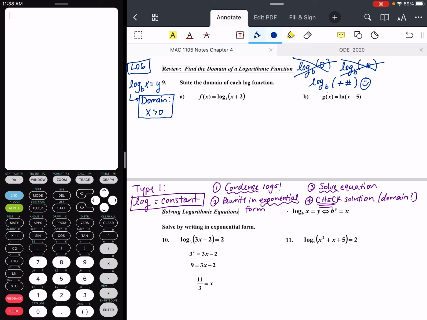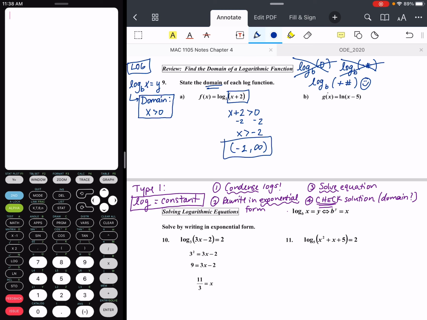All right, so the moral of the story is whenever we're taking the logarithm of something, that argument needs to be positive. So when we're asked to find the domain, like in part A, f of x equals log base 2 of x plus 2, the argument, the thing we're taking the log of, has to be positive. And then we just solve that. So we get x greater than negative 2. And then if we want to write that in interval notation, that would be negative 2 to positive infinity.